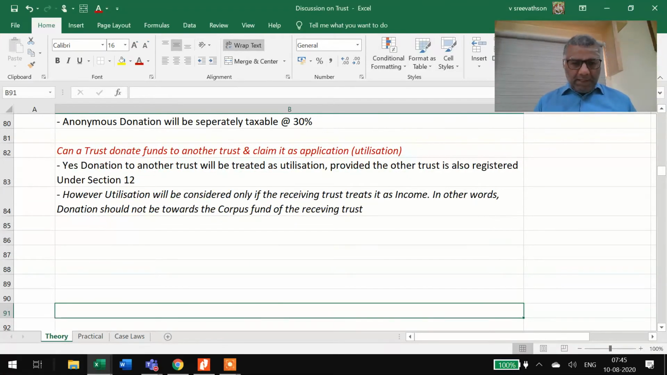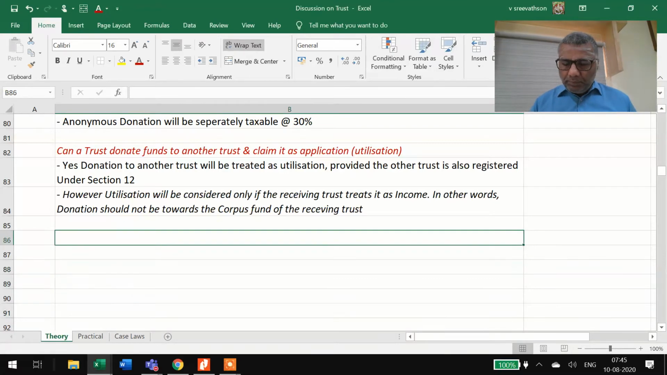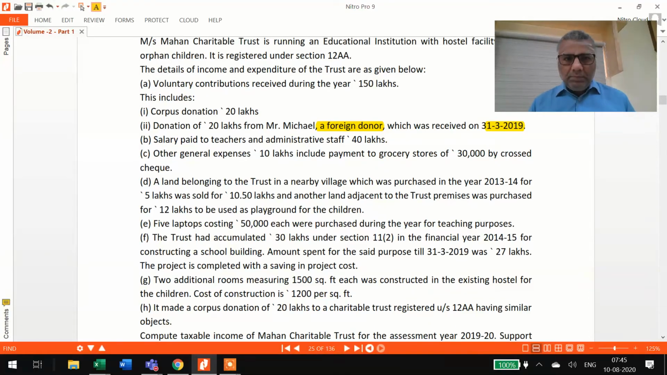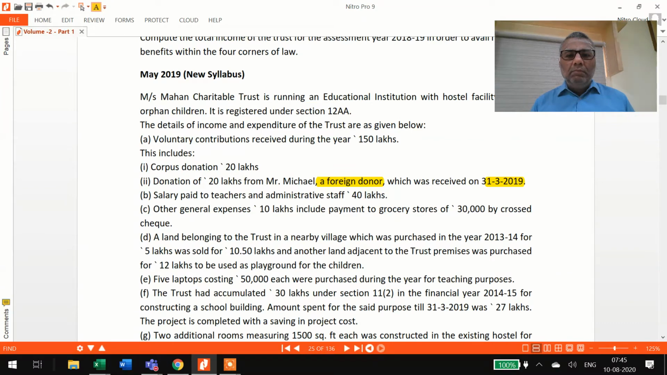Sir, in that Mahan charitable trust question, it was told like foreign donor. Foreign donor generally will not be having PAN. So whether that will be treated as anonymous donation? No, it will not be treated as anonymous donation. For all foreign donors and for payment made to non-resident, PAN is not mandatory. They have to give something known as their income tax proof of that country. Don't take it as anonymous donation. The intention of that provision is it is donated on the last date.